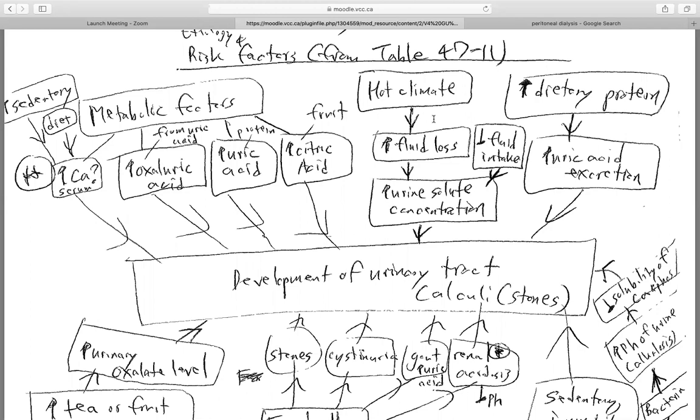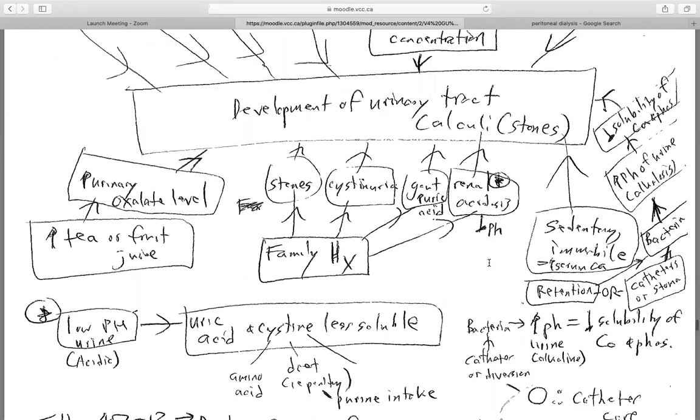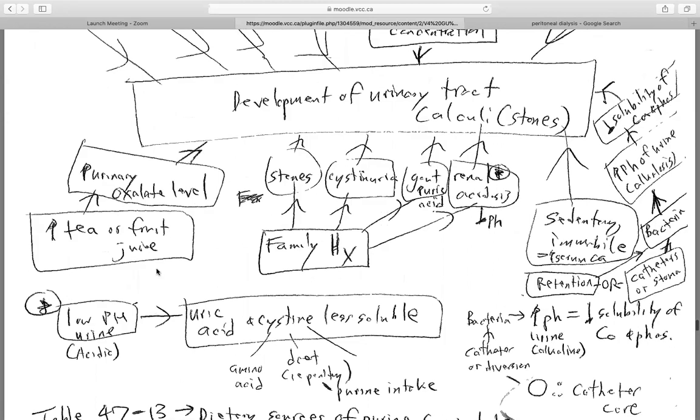Hot climate, which can increase dehydration, thereby increasing concentration of electrolytes, can contribute to calculi formation as well. I don't need you to know a whole lot more detail about that. This whole thing about oxalate level, and it's dietary.